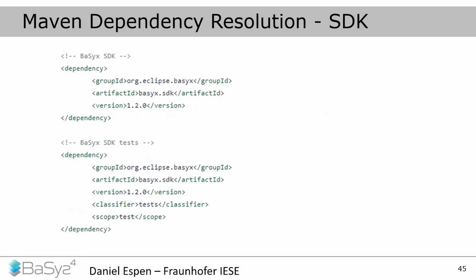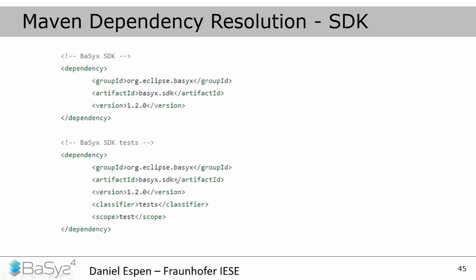So this looks like that. You have one dependency for the SDK itself. That's basically the only thing that you need if you just want to add the SDK. And optionally, you could also include the test classes of the SDK by using this dependency specification.